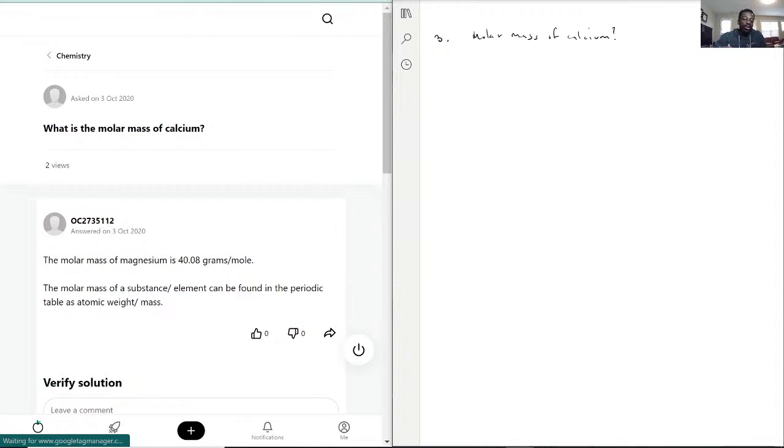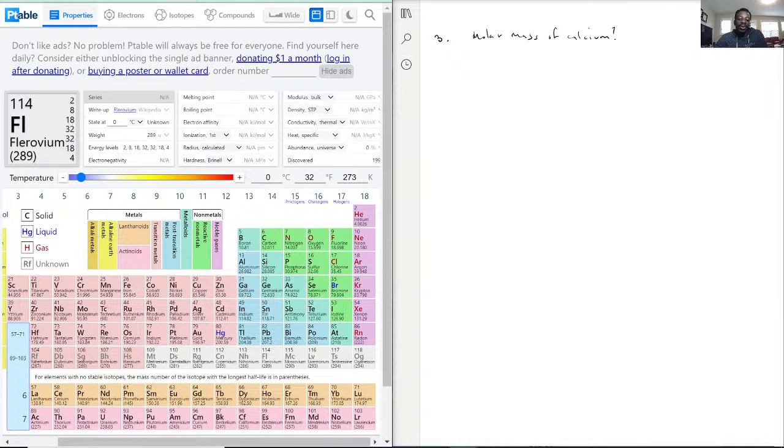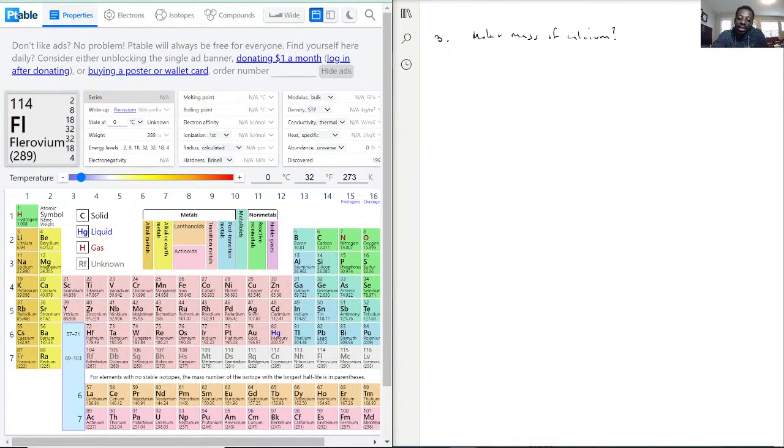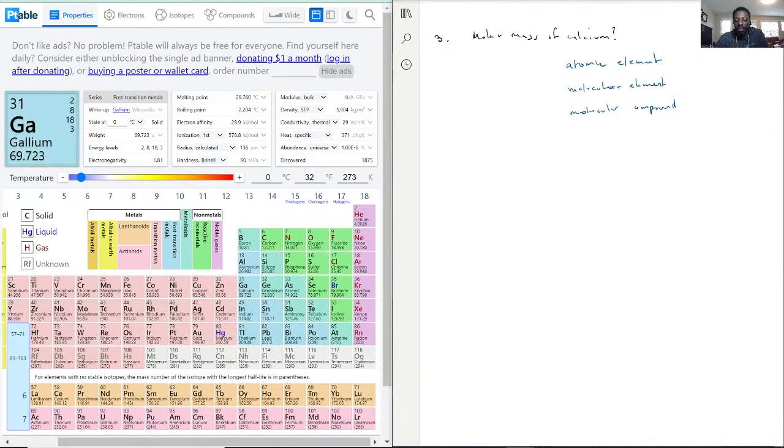Okay, so they just gave it straight from the periodic table, which is fine, but there's a reason why they ask these types of questions. They want to actually see if you understand something. Is calcium an atomic element, a molecular element, or a molecular compound? Why does it matter? Because depending on what it is, we would approach it differently.